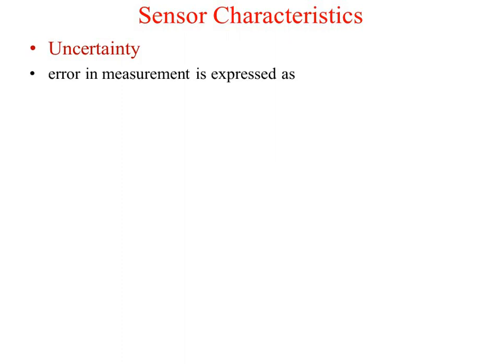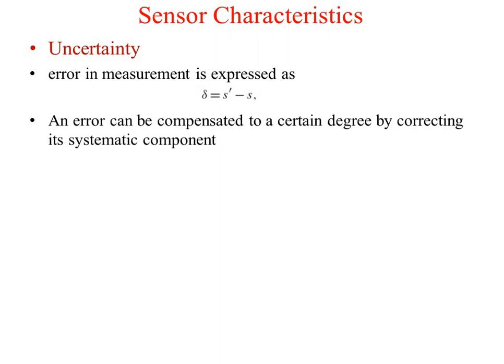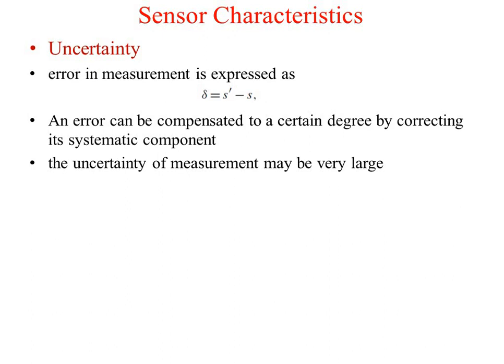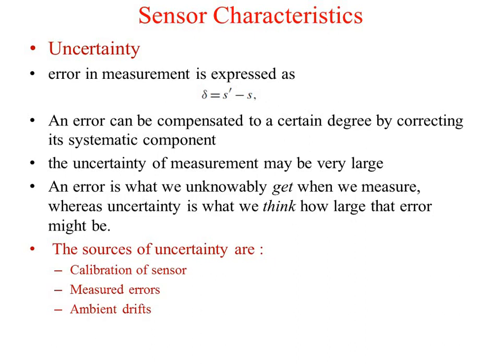So error is measured and it is expressed as delta, and that is equal to S dash minus S. It can be compensated to a certain degree by correcting the systematic component. So uncertainty you can measure, it may be very large, and you can go for a calibration.